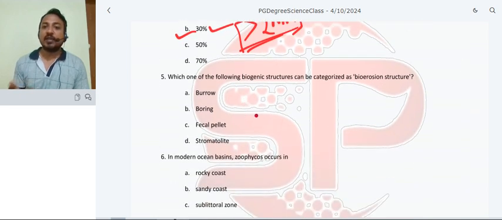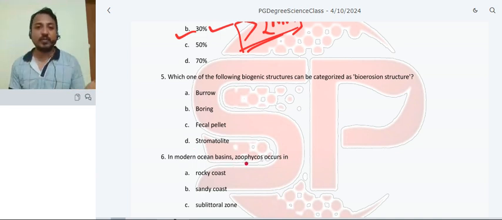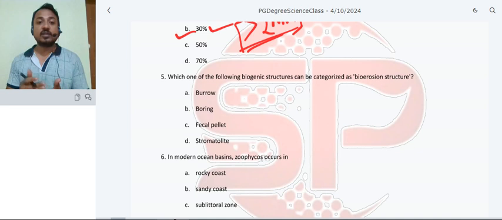Which one of the following biogenic structures can be categorized as a bioerosion structure? Biogenic structures can be classified into 4 types. One is bioturbation structure, which includes burrows, tracks, trails, and root penetration structures. Then biostratification structure, where you will consider stromatolites, and sometimes biological graded bedding. Then bioerosion structure, which consists of boring, scraping, biting. Then coprolites, which are fecal pellets. So here, bioerosion structure will be boring. Burrow is a bioturbation structure, and bioerosion will be boring. Fecal pellets will be coprolite. Biostratification structure will be stromatolite. So the answer will be boring.